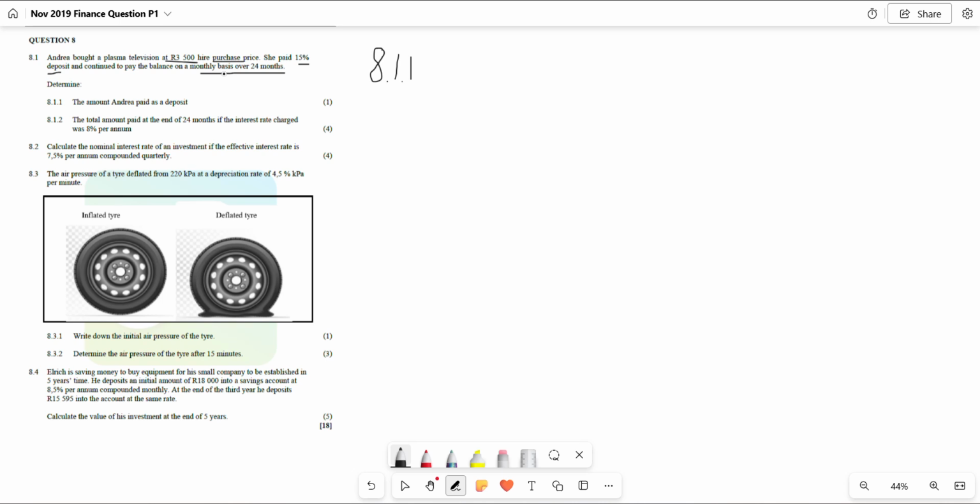It means it will take Andrea 24 months to complete paying back the amount that will be due after buying this particular plasma television. Then the questions are as follows. 8.1.1 says: determine the amount Andrea paid as a deposit.